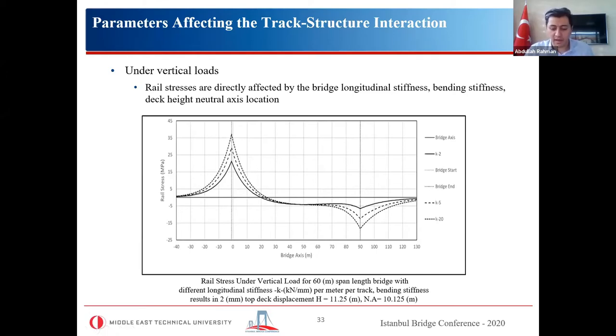Actually the parameters are so many, and the response of the track stresses to increasing the longitudinal stiffness is not the same all the time. For example, if you increase the longitudinal stiffness for vertical loads, it will increase the rail stresses, but for horizontal loads, it will decrease the rail stresses. The same case is for thermal load: increasing the longitudinal stiffness will increase the rail stresses, while decreasing the longitudinal stiffness will decrease the rail stresses.